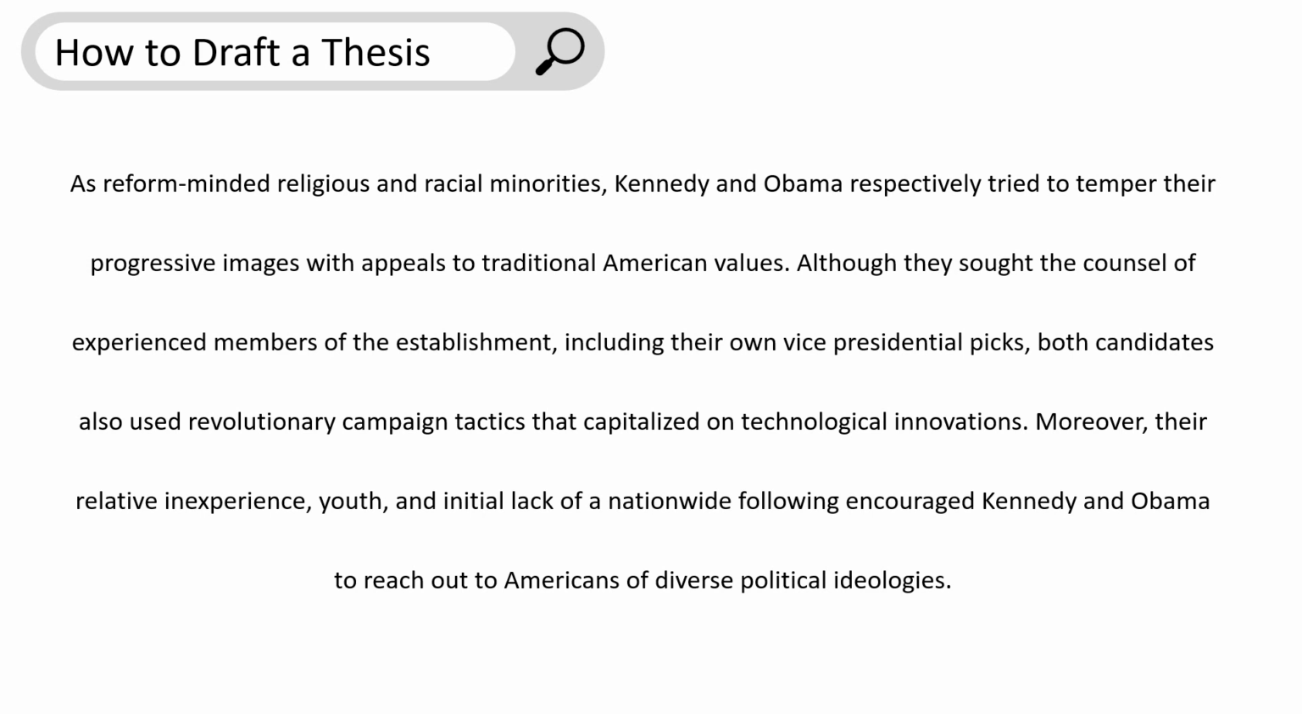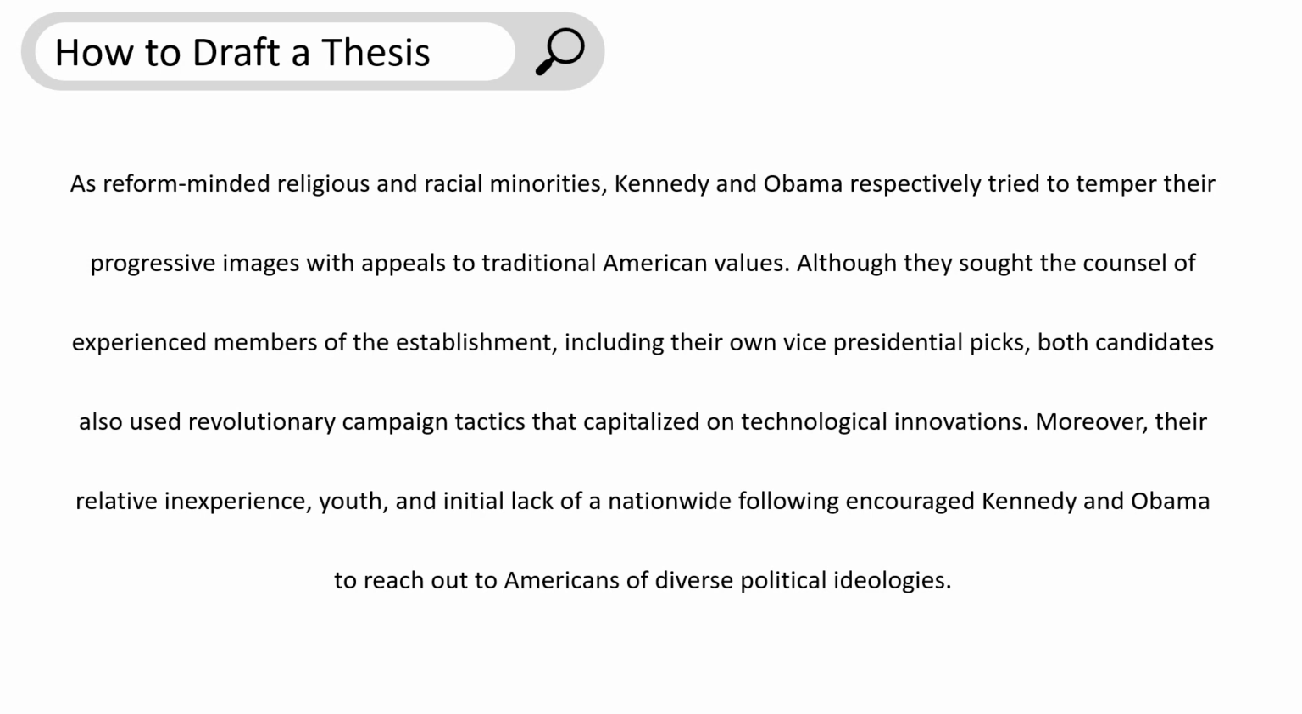Here it is. As reform-minded religious and racial minorities, Kennedy and Obama respectively tried to temper their progressive images with appeals to traditional American values. Although they sought the counsel of experienced members of the establishment, including their own vice presidential picks, both candidates also used revolutionary campaign tactics that capitalized on technological innovations. Moreover, their relative inexperience, youth, and initial lack of a nationwide following encouraged Kennedy and Obama to reach out to Americans of diverse political ideologies.